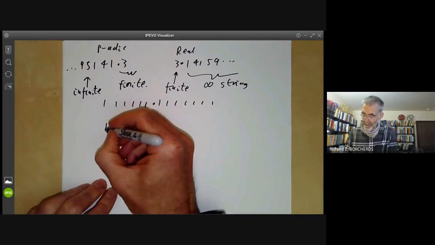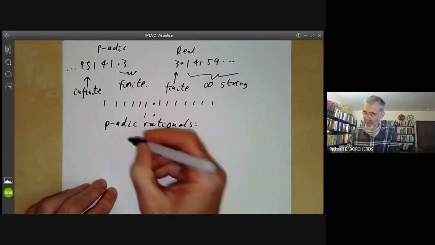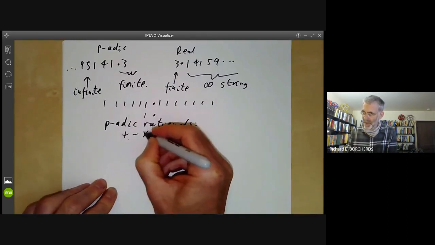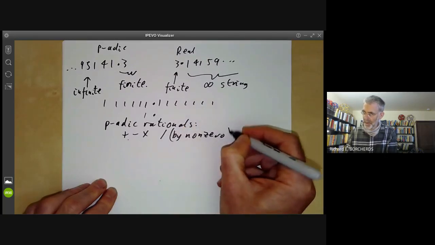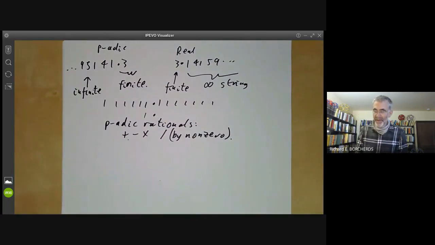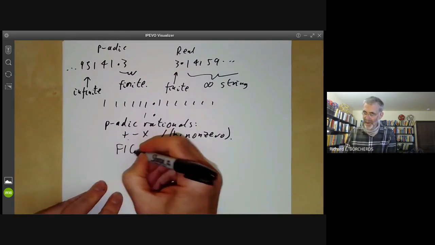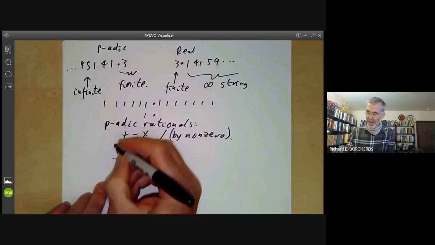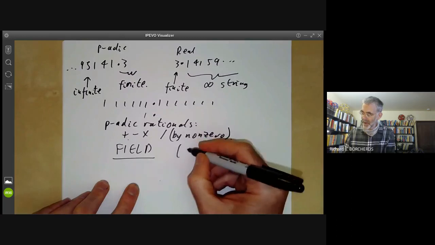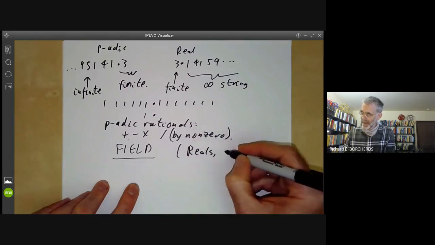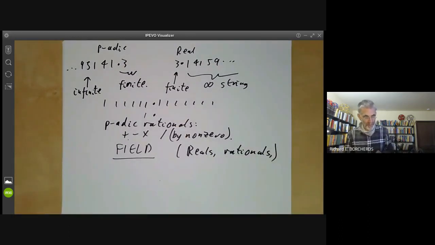So the p-adic rationals now have the following operations. We can do addition, subtraction, multiplication, and division by non-zero elements. If you can do all these four operations and they satisfy the usual rules of arithmetic, mathematicians call this a field. So the p-adic numbers, or p-adic rational numbers, form a field. And other examples are the real numbers and the rational numbers, and the complex numbers, if you've done complex numbers.